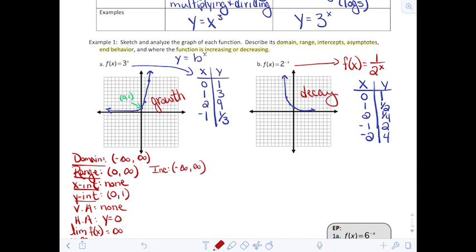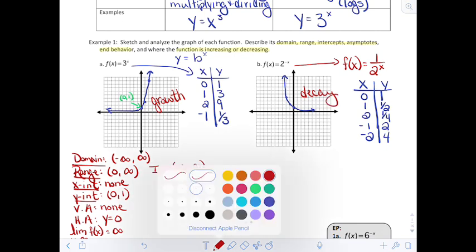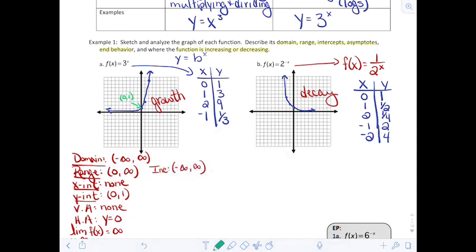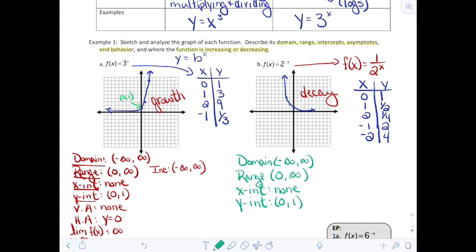All right, now let's go talk about the characteristics for this second one in B. Our domain, once again, is negative infinity to infinity. Our range, still, we will not get any negative numbers, so it's 0 to infinity. Our x-intercept, there is not one. There's nothing that we could ever plug in to get 0 again. Our y-intercept is still 0, 1.